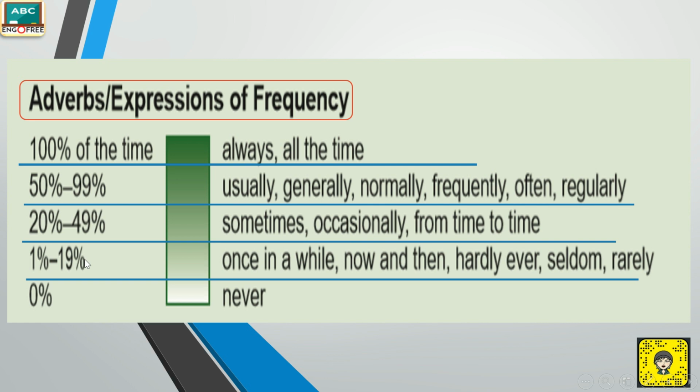If you do the verb maybe from 20% to 1%, يعني we don't do the action a lot. Once in a while يعني مرة في كل فترة، أو now and then, hardly ever, seldom, rarely، نادرا وقلما أفعل هذا الفعل. If you don't do this action in your life, we use the word never.